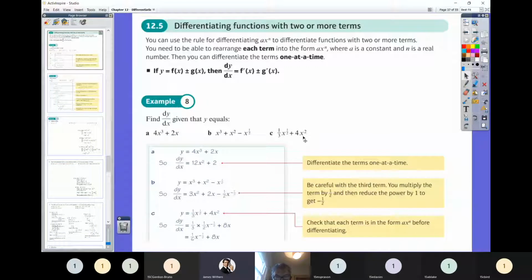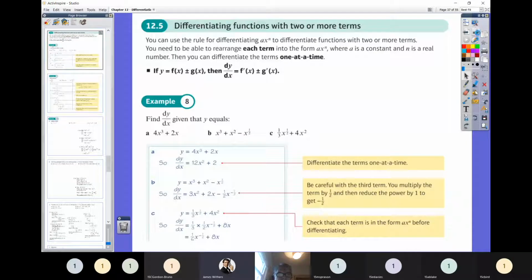So these here, this example 8, you haven't had to do any preliminary work. They're all ready to differentiate. They're all in the nice format that just allows you to multiply by the power, reduce the power by 1. So that was the example 8.